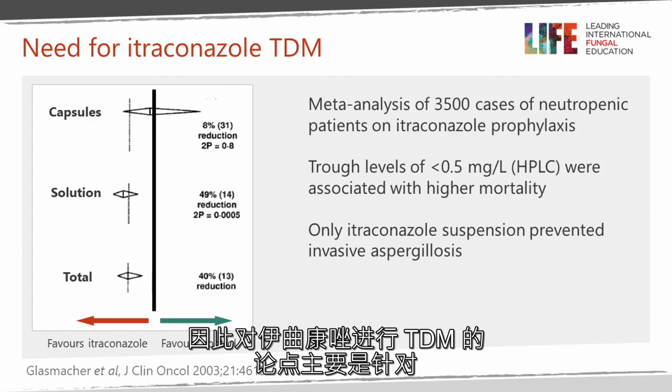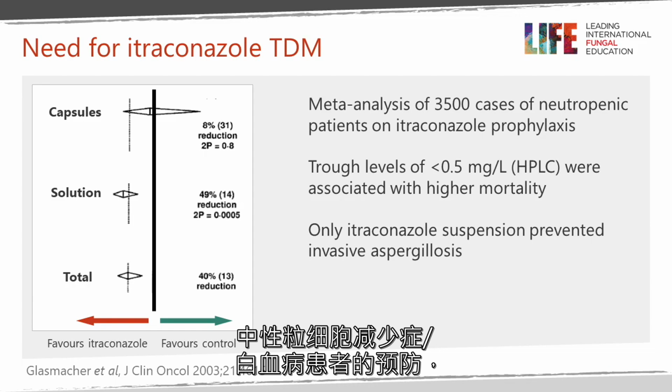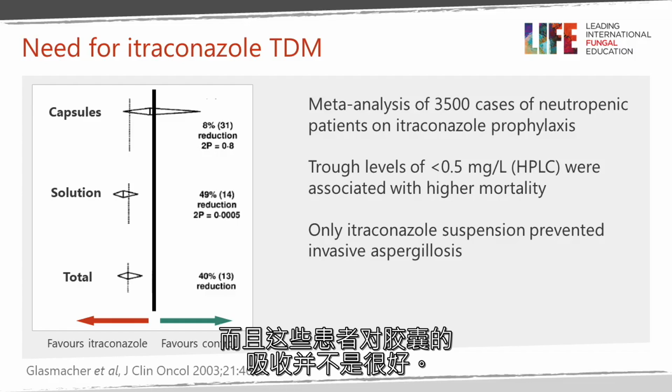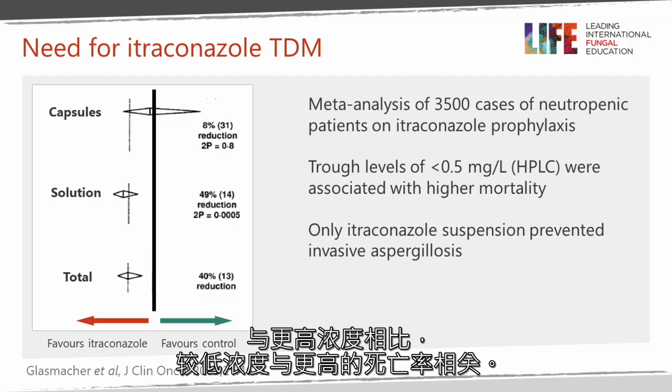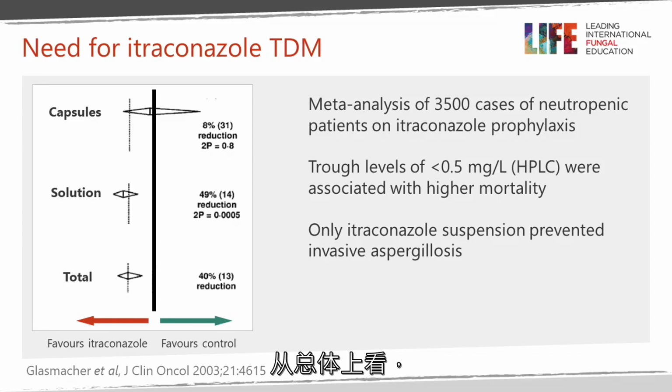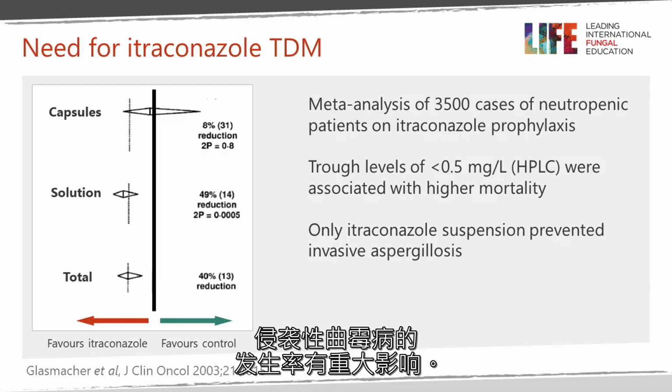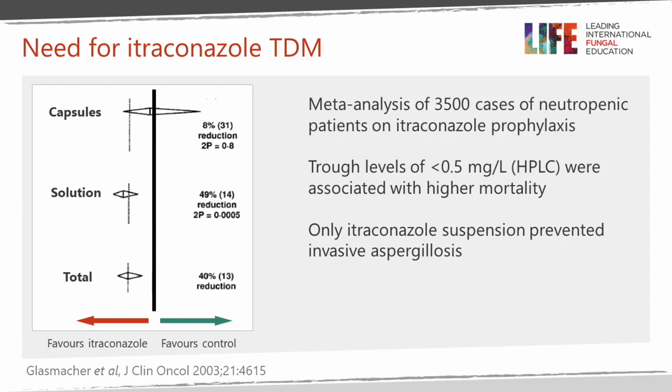So the arguments for itraconazole TDM were mostly conducted with respect to prophylaxis in patients with neutropenia, leukemia, and the capsules were not very well absorbed in these patients, and levels that were low, that is less than 0.5 by HPLC, were associated with a much higher mortality than those with a higher level. And when you look at that overall, because of the difficulties of absorption, only the solution had a significant impact on reducing the incidence of invasive aspergillosis.